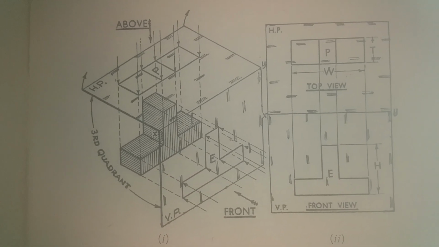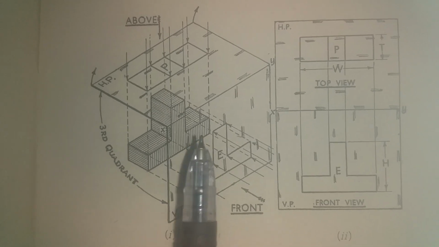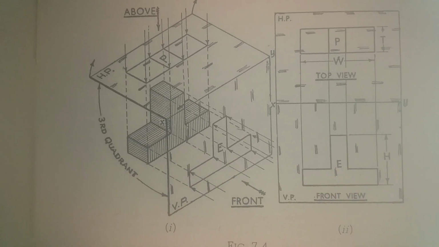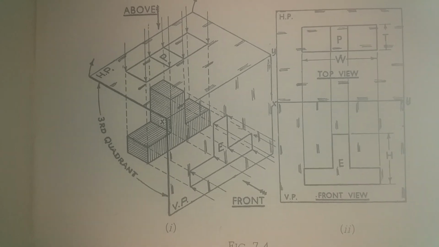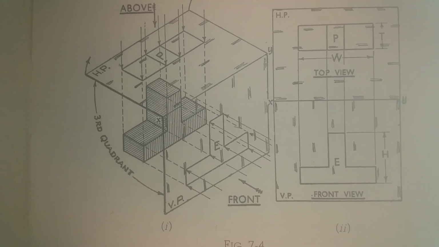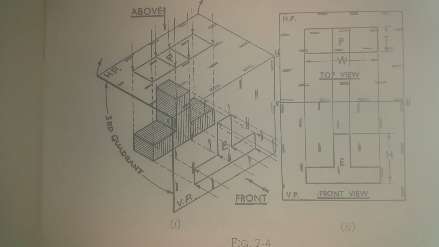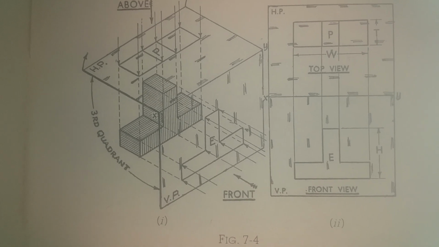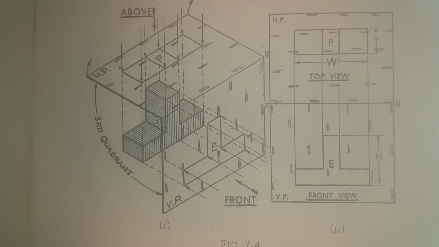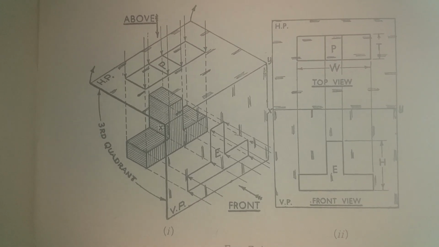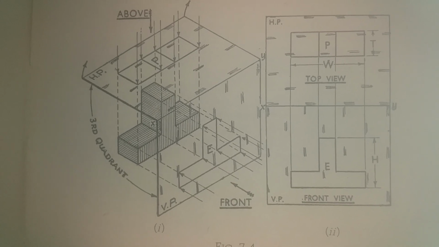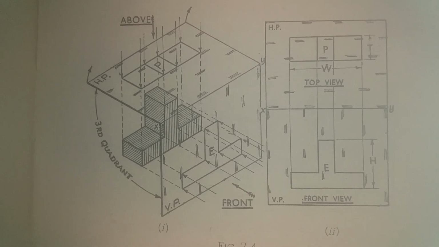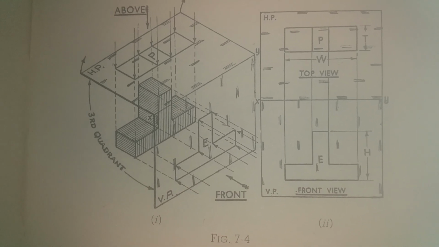And if you remember in the previous session, when the object was in the first quadrant, the front view was above the top view. So if you compare an object in first angle projection or third angle projection, the views obtained are identical in shape, size and all other details. The only difference lies in their relative position. So which projection do we use?